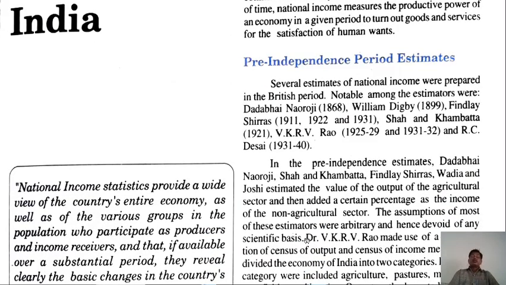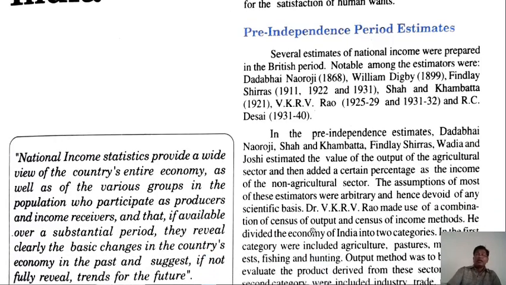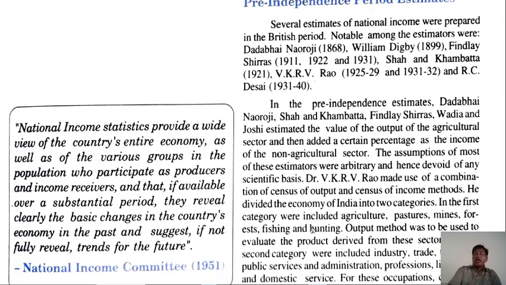These economists estimated the national income in pre-independence. In the pre-independence estimates, Dadabhai Naoroji, Shah, Khambata, Findlay Shirras, Wadia, and Joshi estimated the value of the output of the agricultural sector and then added a certain percentage as the income of the nationals of the non-agricultural sectors. The assumptions of most of these estimates were arbitrary and hence devoid of scientific basis.